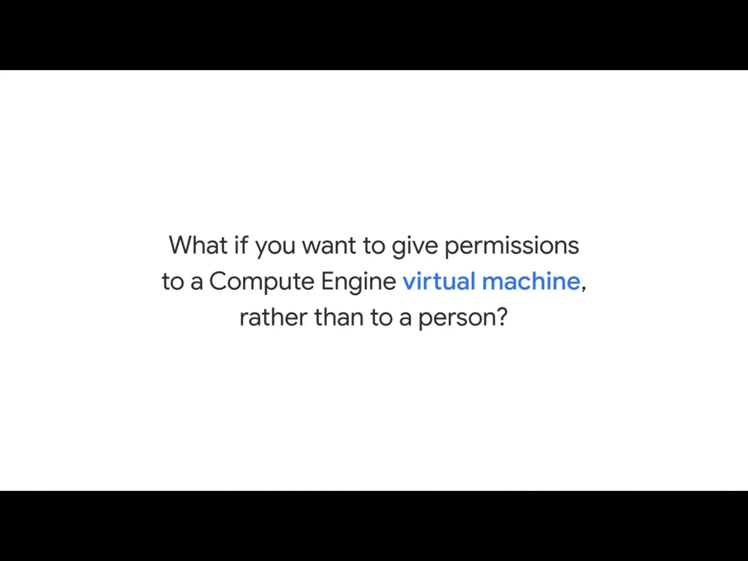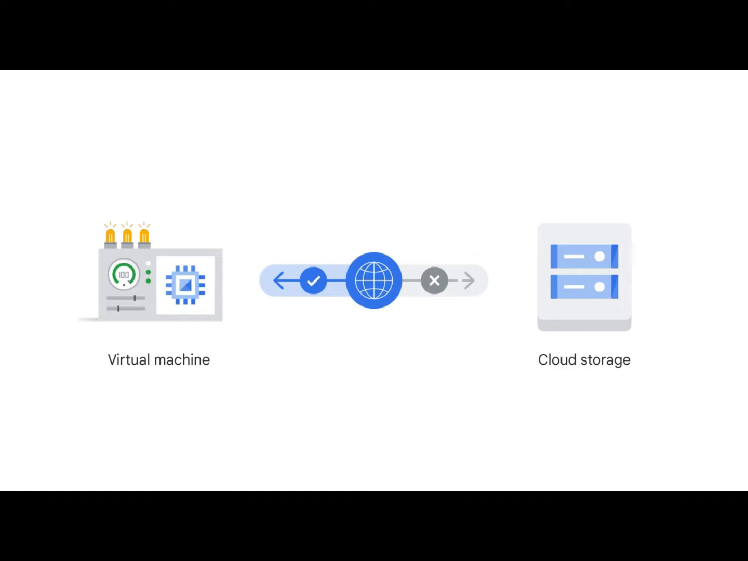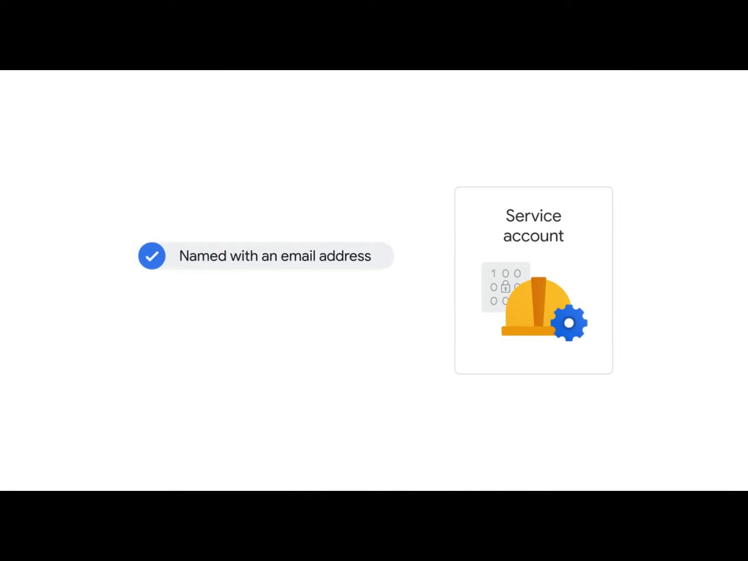What if you want to give permissions to a Compute Engine virtual machine rather than to a person? Well, that's what service accounts are for. Let's say you have an application running in a virtual machine that needs to store data in cloud storage, but you don't want anyone on the internet to have access to that data, just that particular virtual machine. You can create a service account to authenticate that VM to cloud storage. Service accounts are named with an email address, but instead of passwords, they use cryptographic keys to access resources.